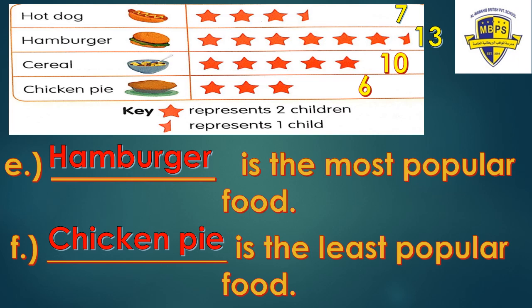Which is the least popular food? Least popular means very few children like to eat that food. Okay, so again we are going to compare between the numbers and we will find which is the smallest number. Now we have number 7, number 13, number 10 and number 6. So can you tell me which is the smallest number out of the 4? Very good. Number 6 is the smallest. And which food represents number 6? Very good. Chicken pie. So chicken pie is the least popular food because very few children like to eat chicken pie. Excellent, children. Very good.